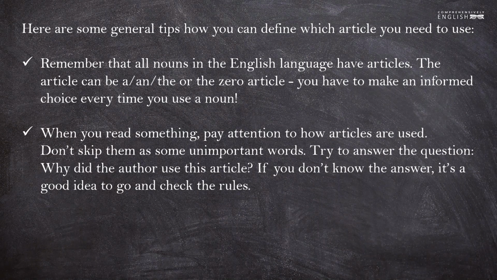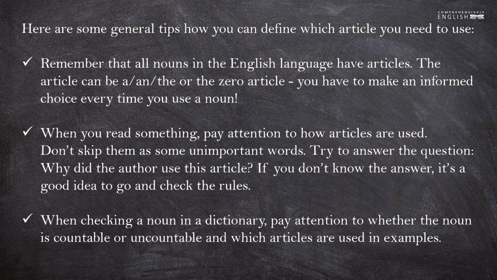When you read something, pay attention to the articles that are used. Don't skip them as some unimportant words. Try to answer the question, why did the author use this article here? If you don't know the answer to this question, it's a good idea to go and check the rules. And finally, when checking a noun in a dictionary, pay attention to whether this noun is countable or uncountable, and which articles are used in the examples.